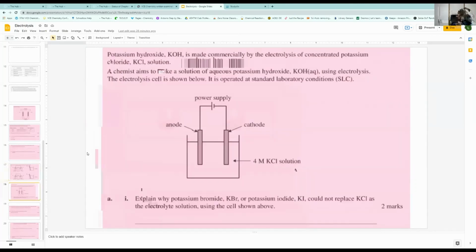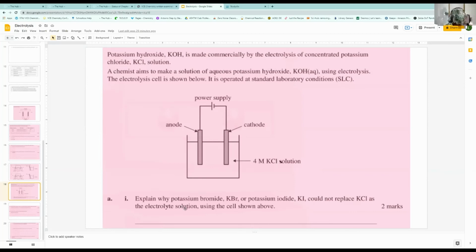All right, potassium hydroxide is going to be made commercially by some electrolysis here. It's at SLC, cool. So very nicely, they've told us that we have the anode and the cathode here already. And we've got a 4 molar KCl solution. Now, immediately you should see 4 molar. It's higher than 1 molar, so we have a concentrated solution of potassium chloride. All right, keep that in the back of your minds.